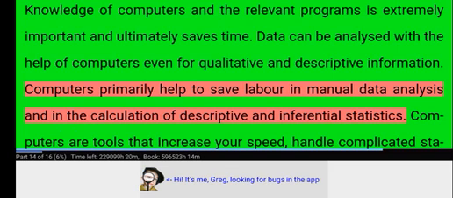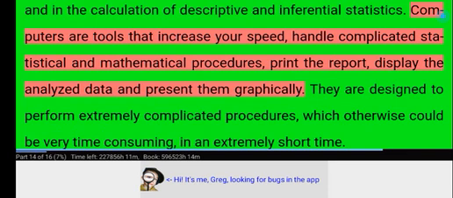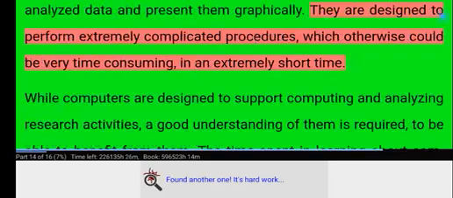Computers primarily help to save labor in manual data analysis and in the calculation of descriptive and inferential statistics. Computers are tools that increase your speed, handle complicated statistical and mathematical procedures, print the report, display the analyzed data and present them graphically.